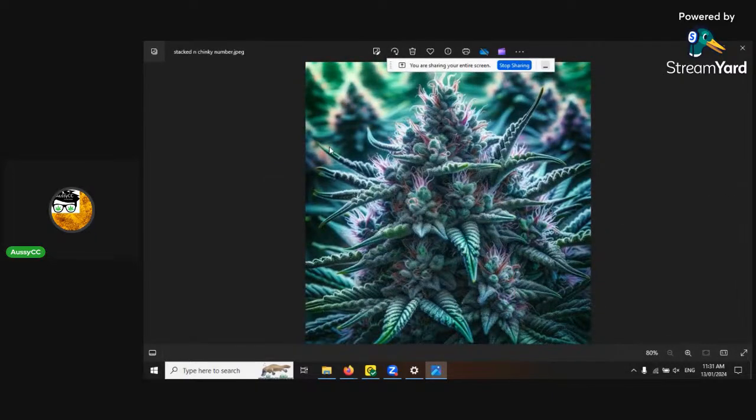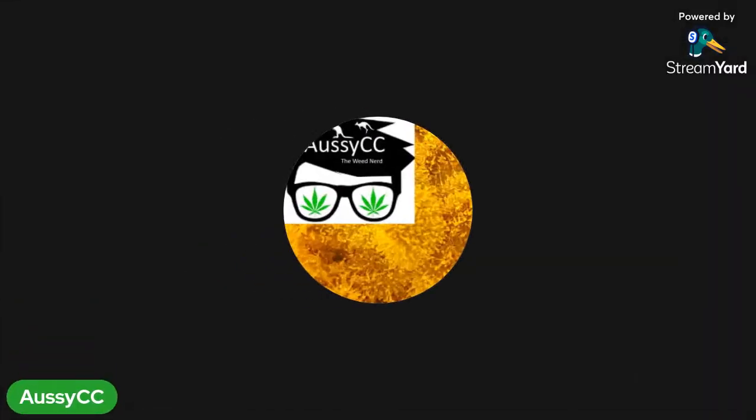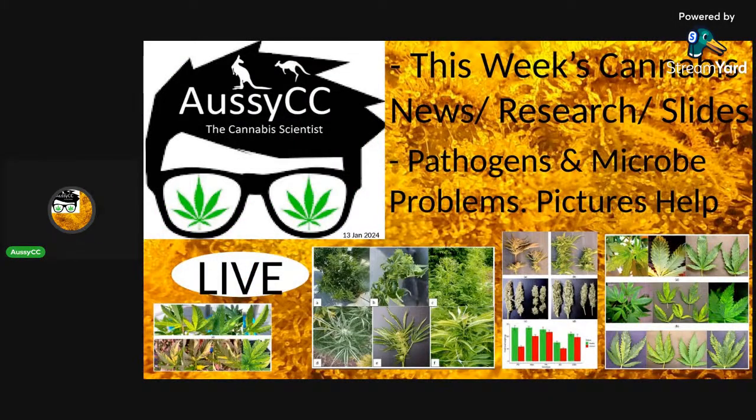Oh, this is just a stacked and chunky looking number. So this plant has not got a pathogen or a virus, most definitely, because its genetic potential has been expressed. Fantastic. I think that's all.